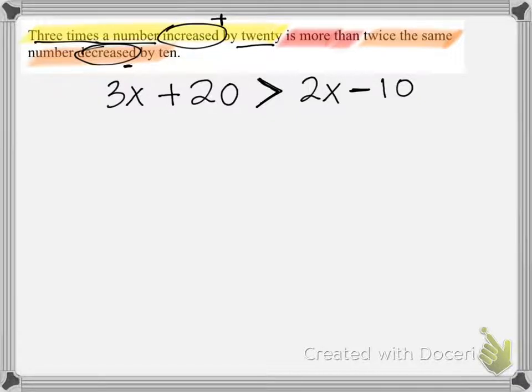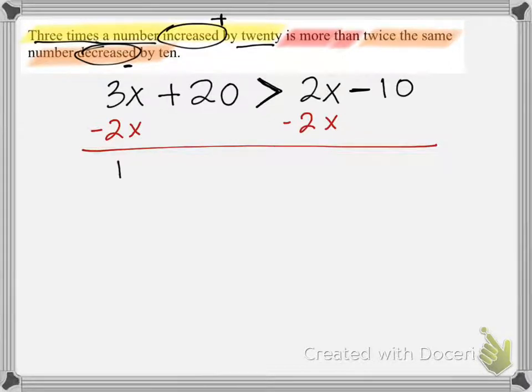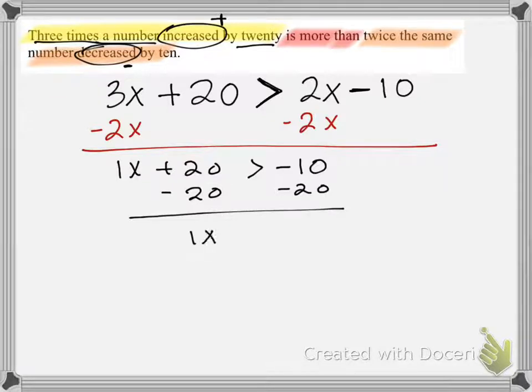Okay. So quickly, let's go ahead and solve it just so we know how to solve. So we would subtract 2x on both sides. Okay, so we got 1x plus 20 minus 10, and then we would subtract 20, and we get 1x, our symbol, and then negative 30. So our answer would be x is greater than negative 30. Okay.